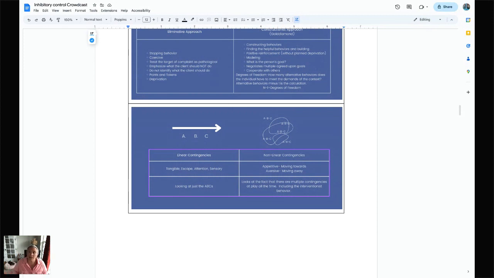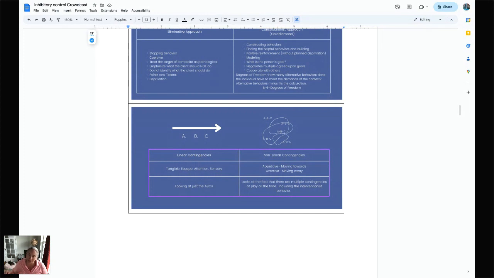So when we get stuck looking at everything in just this linear ABC model, we can miss what our child is responding to. We can miss another contingency that's happening in the environment. So instead of thinking linearly, we try to think about non-linear contingencies. They're all over the place. So we need to build some skills so we have access to what our child is responding to. And we're going to talk about that in a minute too.